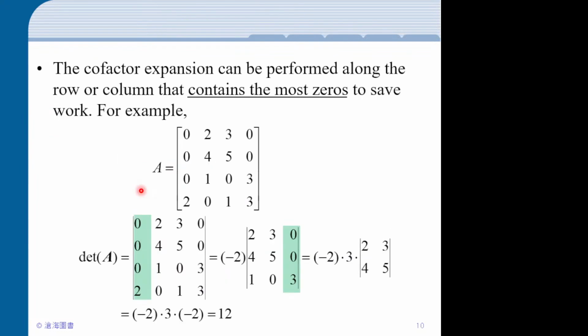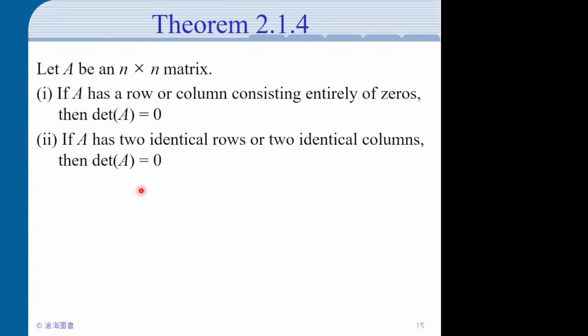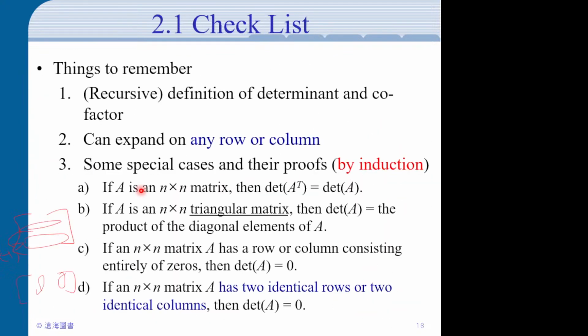And as we say, you can expand it on any row or column. So we start with the recursive definition of determinant as cofactor expansion, and then you can expand on any row or column. Then some properties. The determinant of the transpose equals the determinant of the original matrix A.